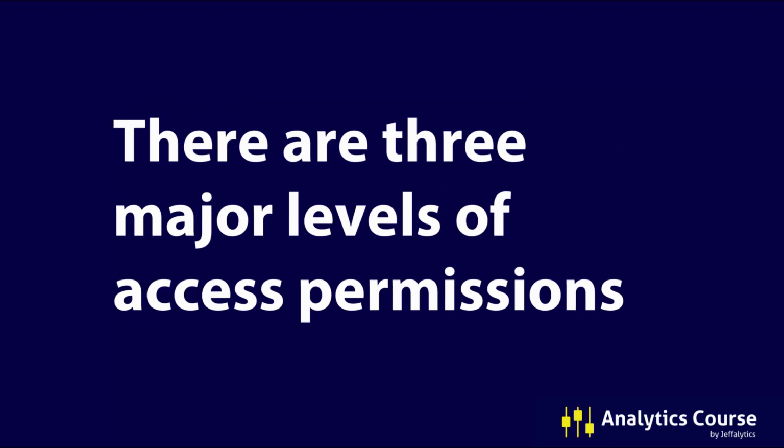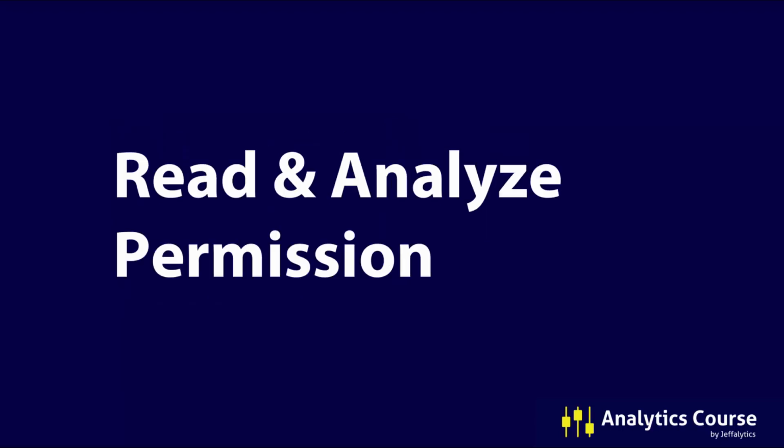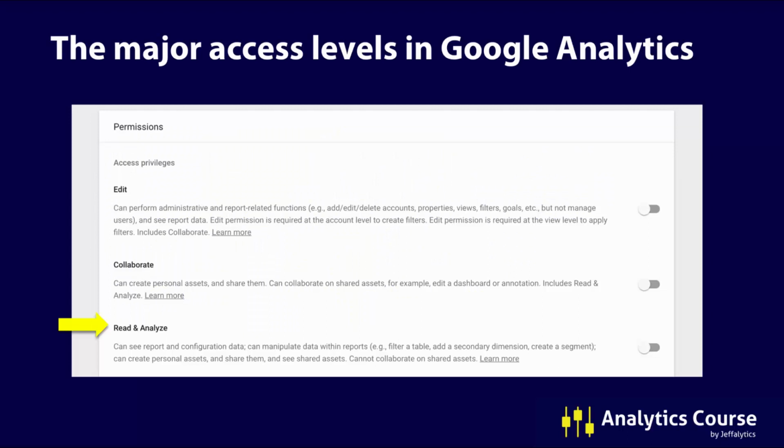Now, your permission level is what determines whether or not you can do these cool things. And within Google Analytics, there are three major levels of access permissions. The first one is called Read and Analyze permission. If you look in Google Analytics, here's this thing called Read and Analyze, and that's a permission that you can assign to any user in Google Analytics.